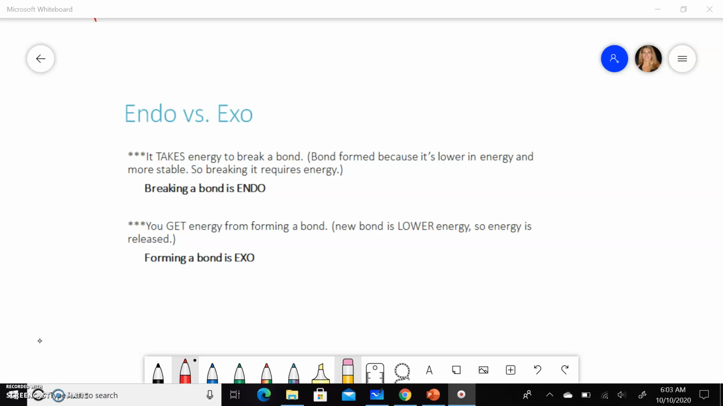And then when you form a bond, forming a bond makes things more stable. That's why they form bonds. And so if they're at a lower energy once you form the new bond, then that means they lost some of the high energy they had to start with, and the energy has to go somewhere. Remember, the law of conservation of energy says you can't create or destroy energy. So if you start at a high energy, form a bond that's at a lower energy, that energy has to go somewhere. And so that's why it's exothermic, is that it's going to leave it.